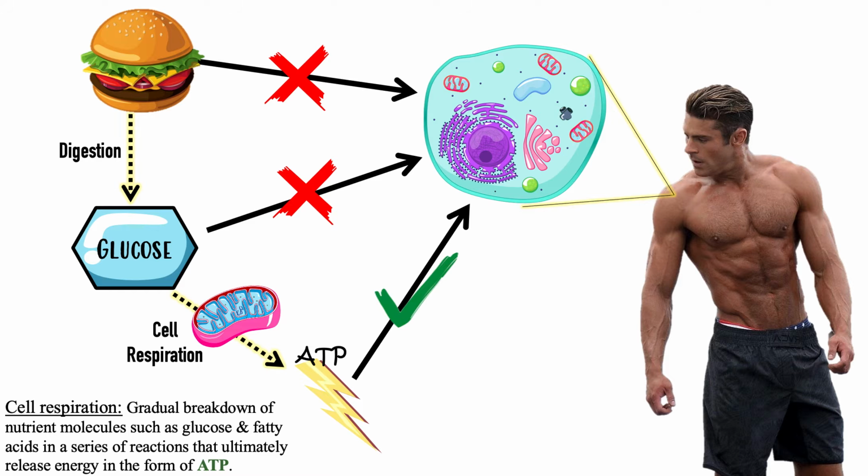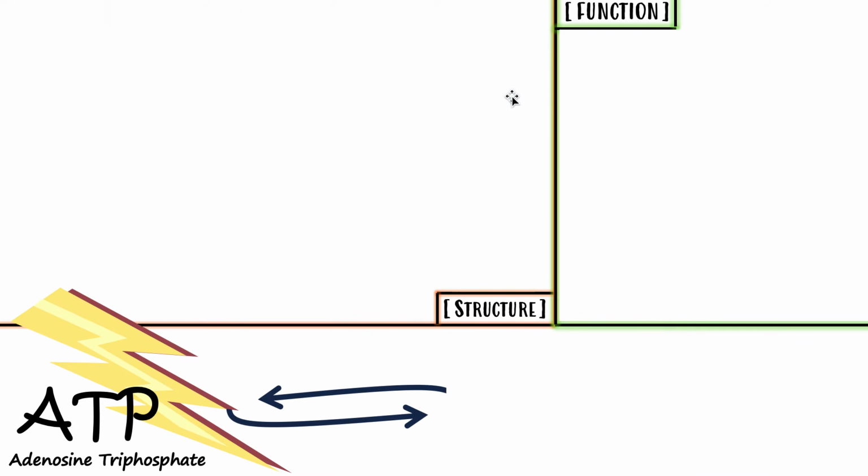So now let's talk a little bit about ATP, because we know now that cell respiration basically makes us this correct currency called ATP that our cell can use. So what exactly can ATP do? Basically everything. Let me show you. So first, let's look at ATP in terms of its structure. Okay, here we go.